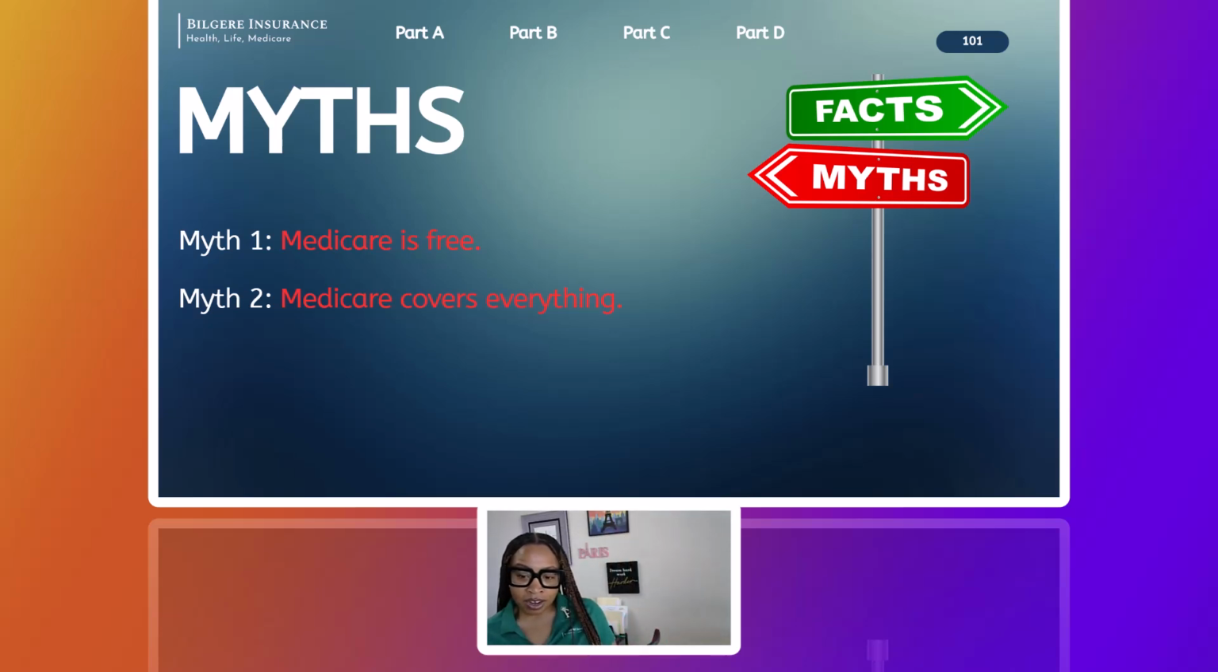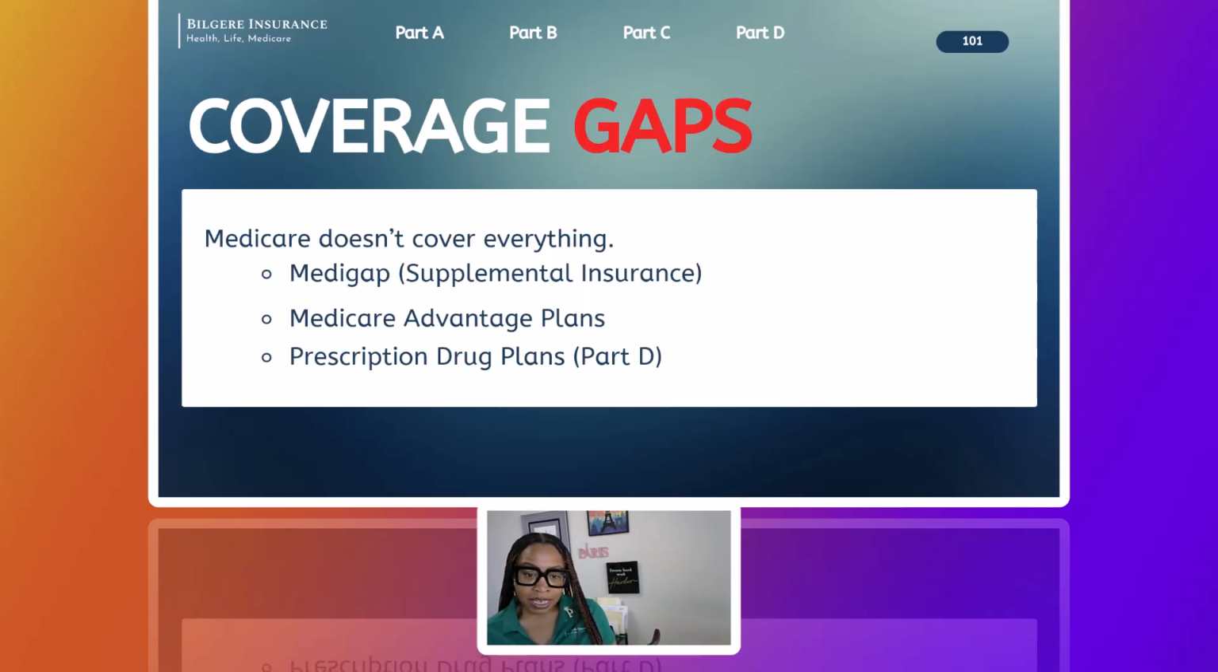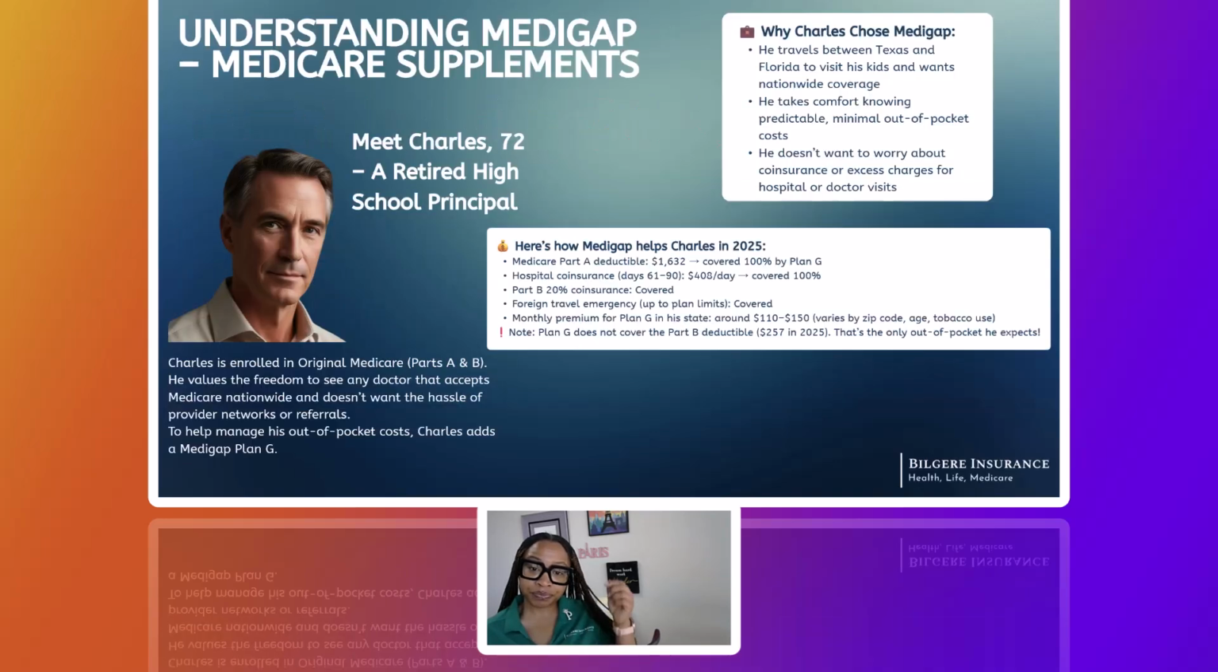So these are some gaps that we need to be mindful of, that Medicare doesn't cover everything. But we're going to talk about solutions for filling the gaps, like the Medigap supplement insurance, Advantage plan, and Part D. We kind of have already gone over these, but this way you'll really be able to understand how to fill those gaps. So let's talk about Medicare supplement.